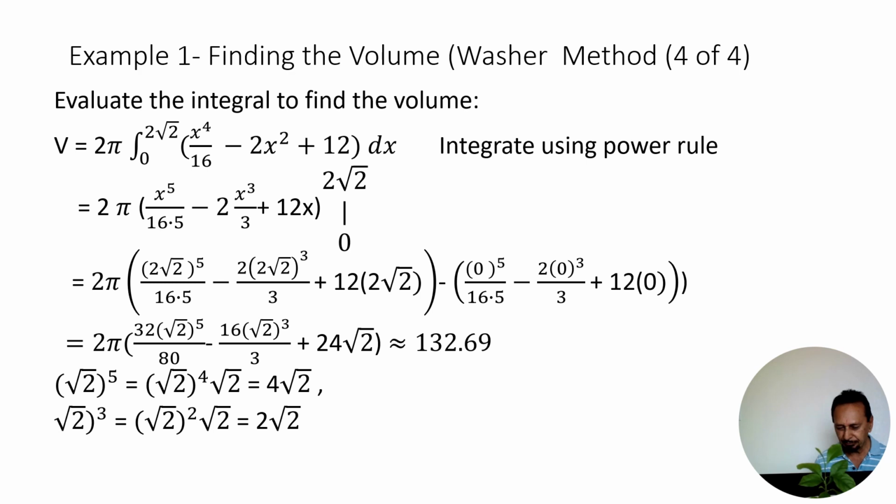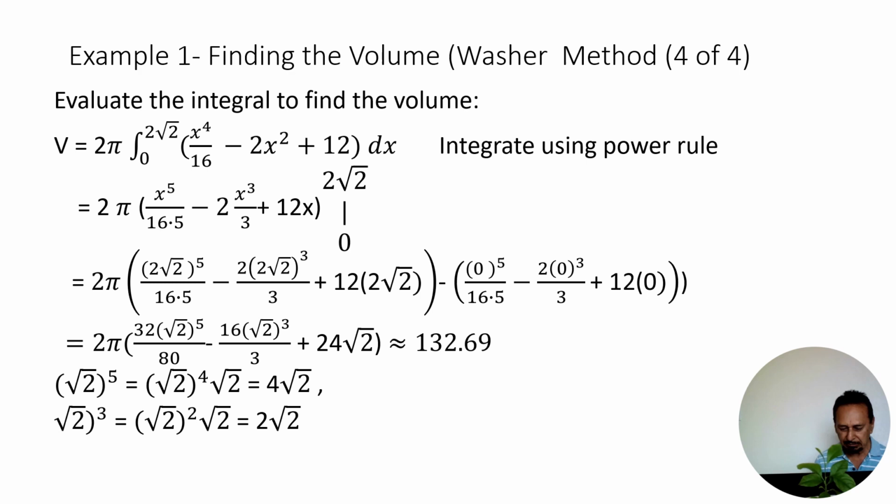And that will be 0 to the 5th over 16 times 5, minus 2 times 0 to the power 3 over 3, plus 12 times 0. Now we simplify this whole thing, and everything goes to 0. So now you have again 2 to the 5th, which will be 32, and then square root of 2 to the power 5, minus 2 times 2 cubed, and 2 cubed is 8, and 8 times 2 is 16. So you're left with the cube of square root of 2. And this becomes 12 times 2, 24 square root of 2.